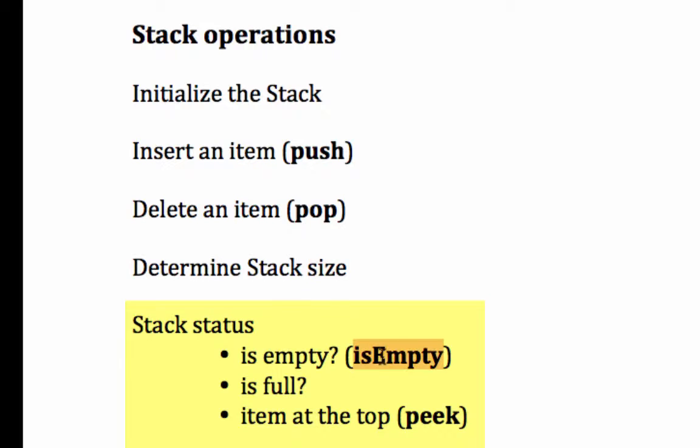So we have typically a method called isEmpty. It is obvious what it does. Maybe we could have a method that asks the opposite question. We would call it isFull. And definitely we have a method that displays the item that is at the top of the stack, and again, it's called pick.